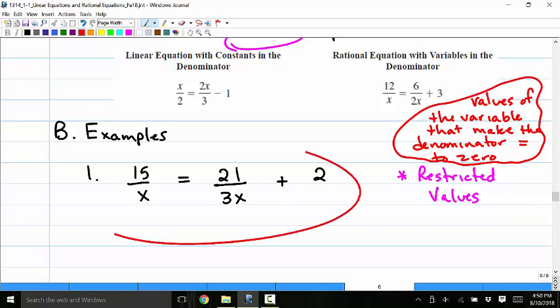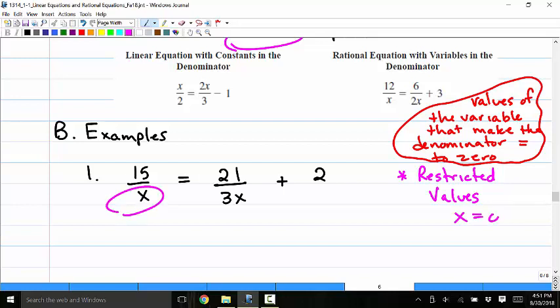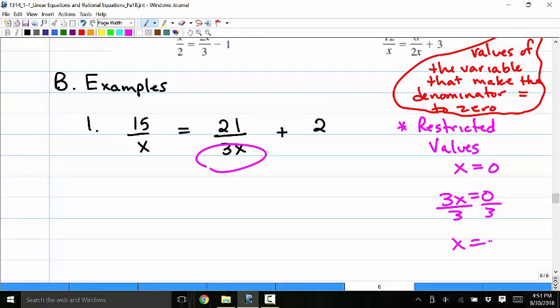Okay, in this example, what values of x would make the denominator equal to 0? Well, you take the denominator and you set it equal to 0. x equals 0, we've got to throw that value out. That's a restricted value. This denominator, when does 3x equal 0? Divide both sides by 3 and you get x equals 0 again. So we don't need to include any of that. We've already got x equals 0 as a restricted value.